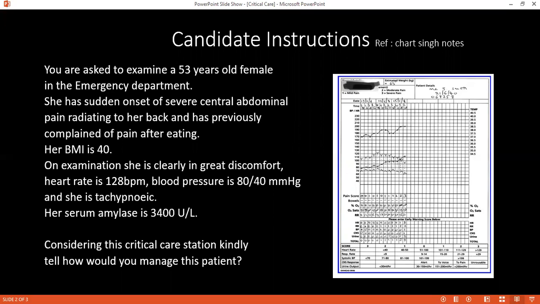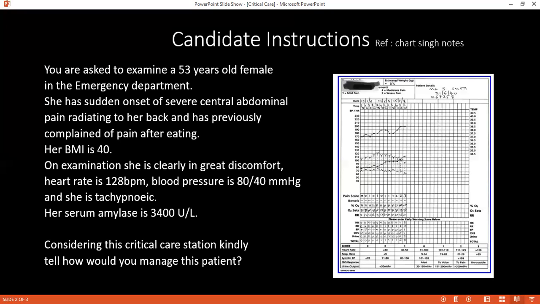Right, so if you have read and understood the critical care scenario, kindly tell me how would you manage this patient? First, given that the patient is highly hemodynamically unstable, I would first do the C-ABCDE pathway, and we would first ensure that her airway is patent. And then after the airway, we'll assess her breathing, look, listen, and feel. And if that is all right, then we will move on to circulation.